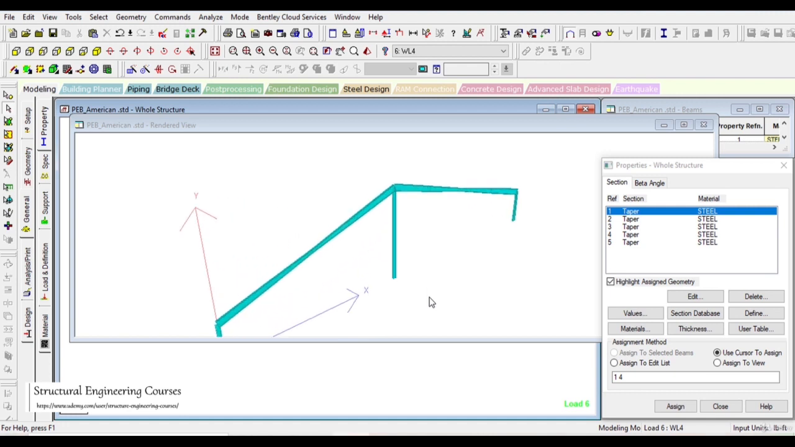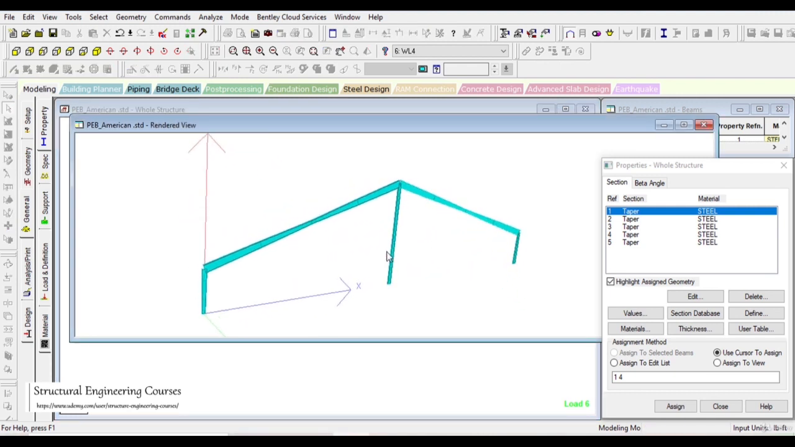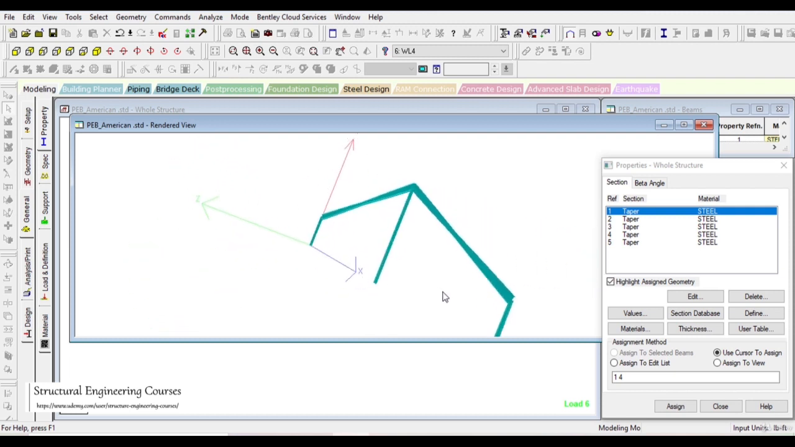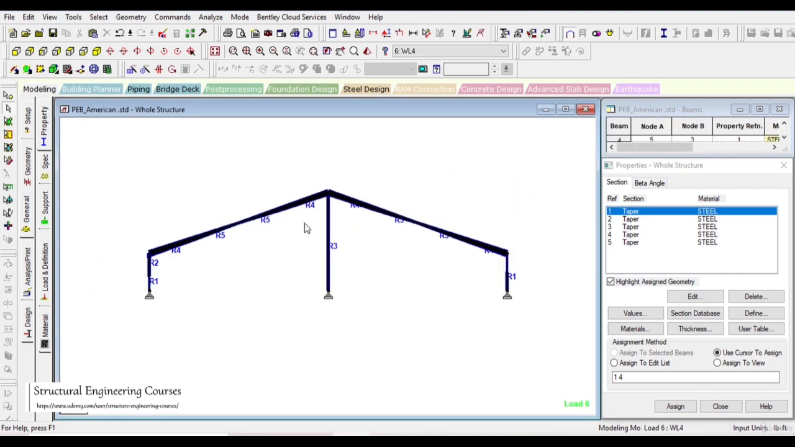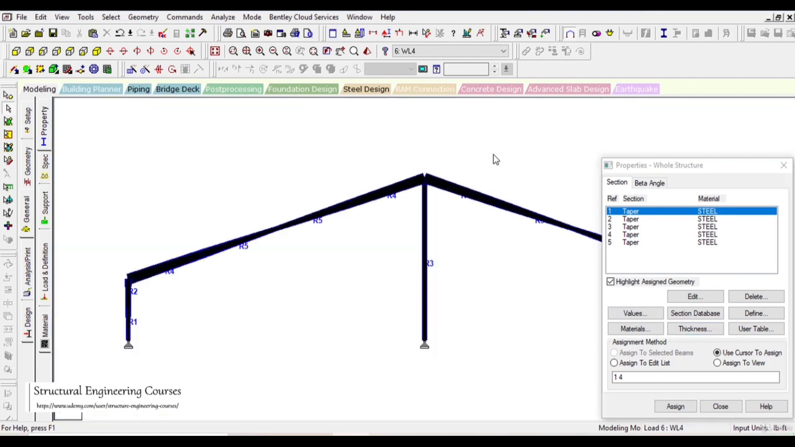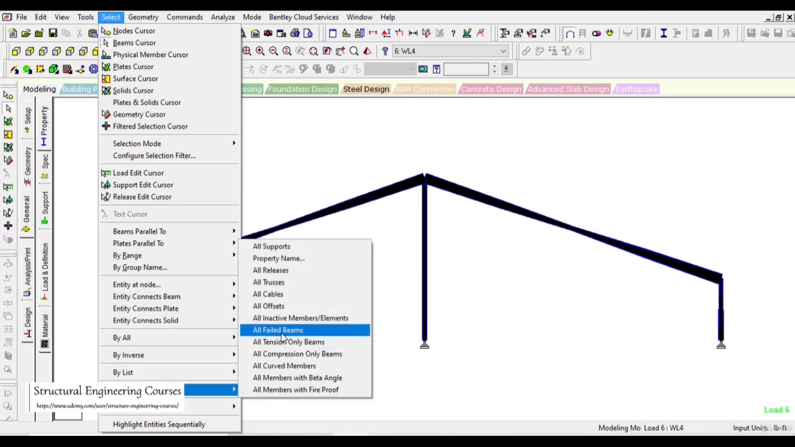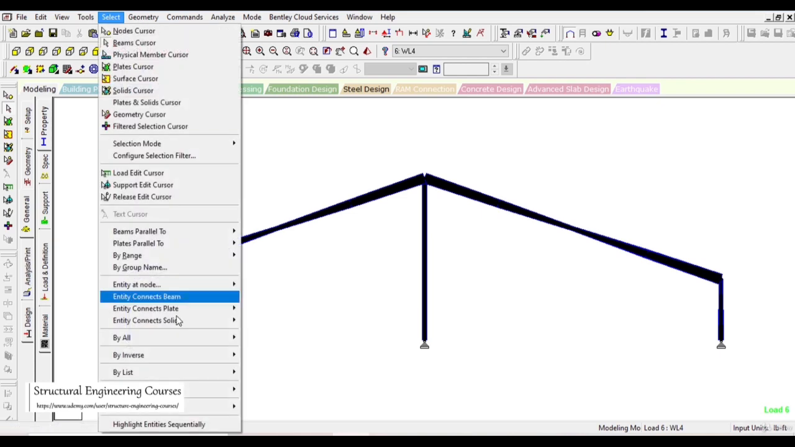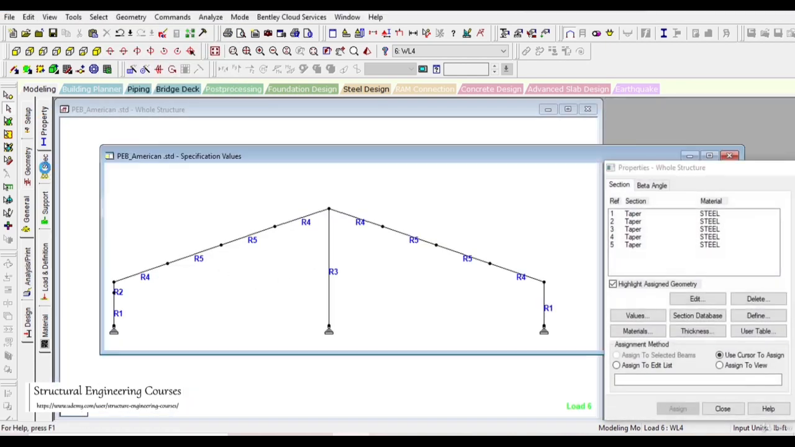So now let us check this whole arrangement in the 3D view. So now this arrangement is looking somewhat realistic and okay. And although the slope is too steep here, but let us check the arrangement here. So we can go to select by specification and all failed beams. So go to select by missing attributes and missing properties. So all the properties have been assigned.